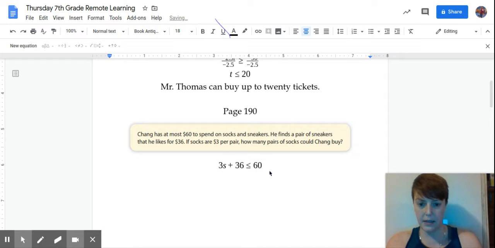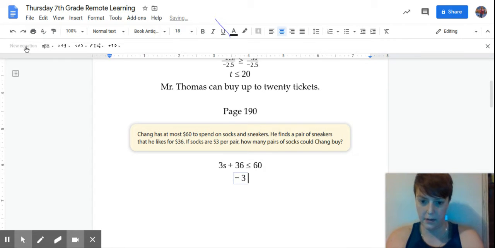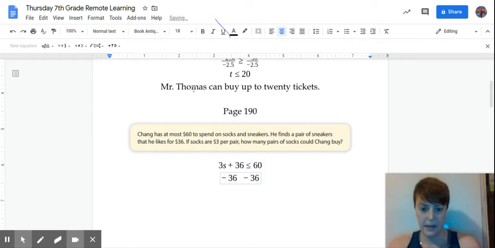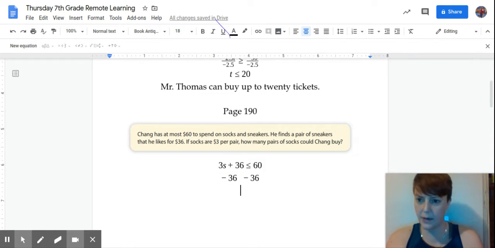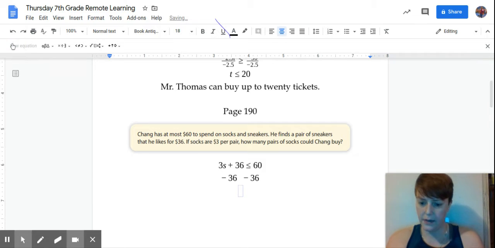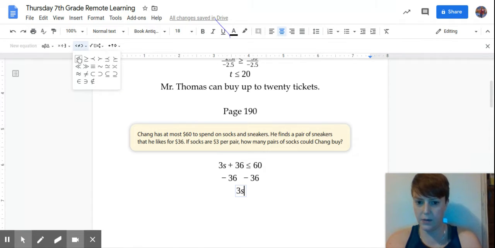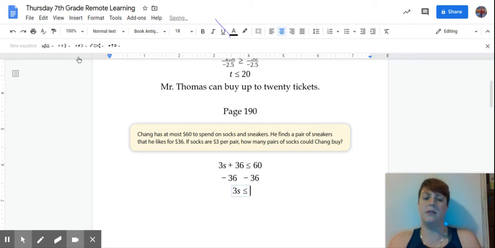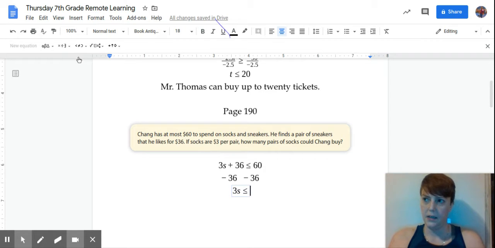All right, so the next thing we need to do is move our constant, so we need to get rid of it from both sides. There we go. That's about as good as I can make it work. And so that means that we're going to have left over 3s is less than or equal to 60 minus 36.